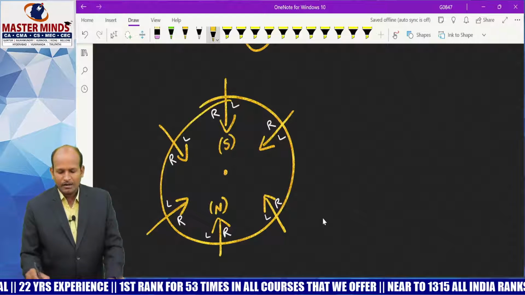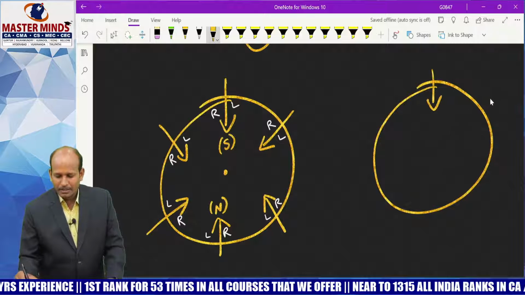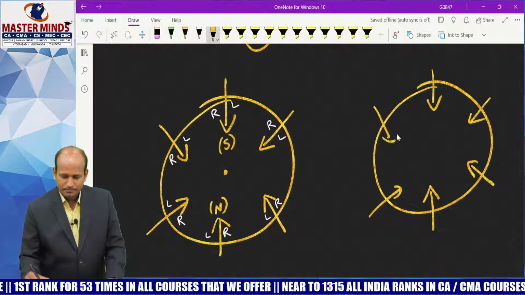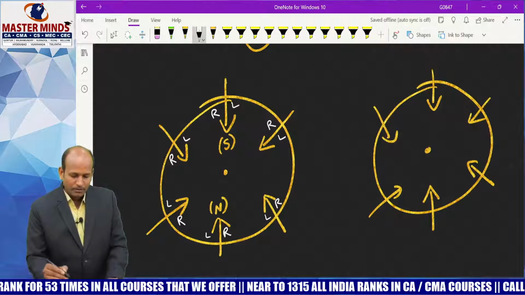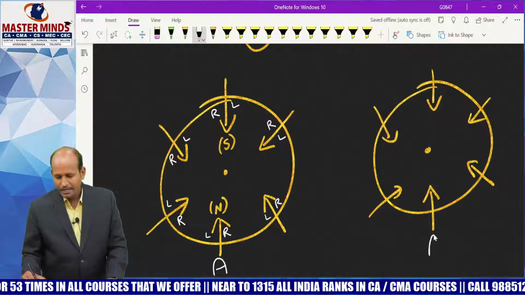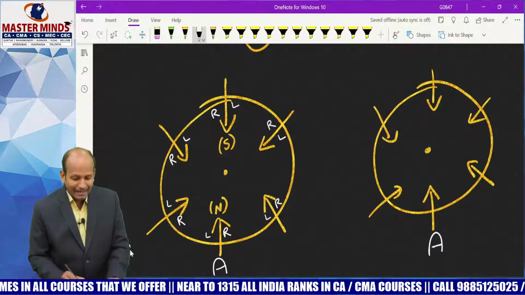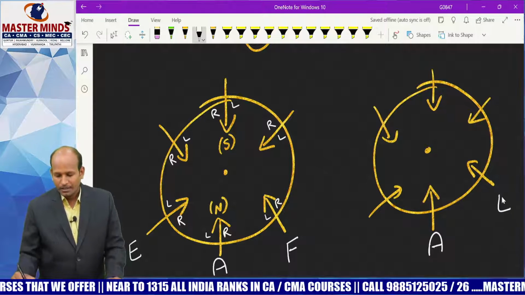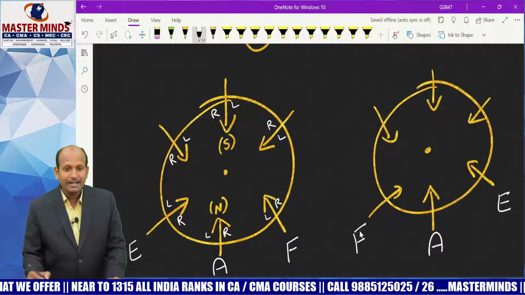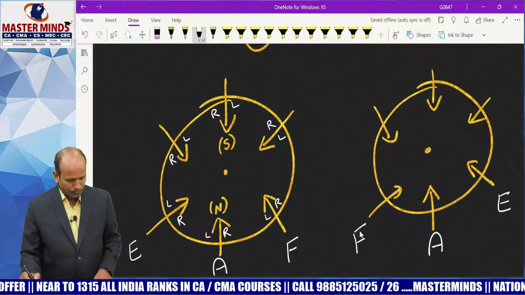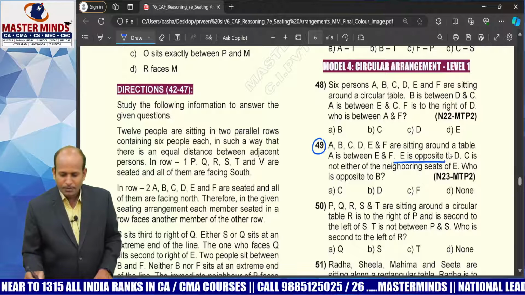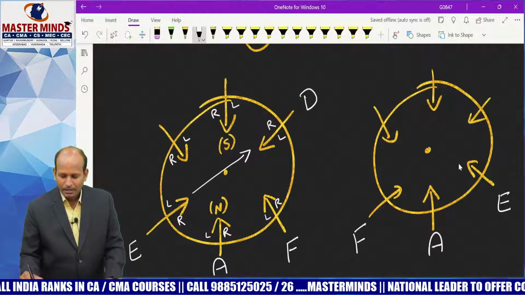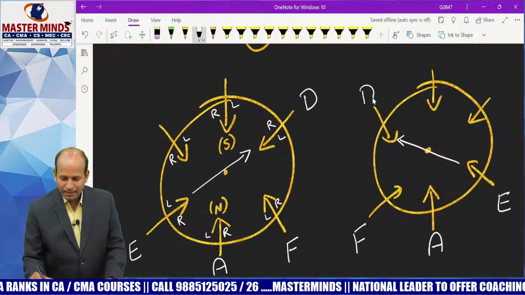A is between E and F. So actually A is between E and F. Suppose A is between E and F: E on the left side and F on the right side is one possibility, and E on the right side and F on the left side is another possibility. Next one, E is opposite to D. So E opposite means this place belongs to D. Here also, E opposite means this place belongs to D.